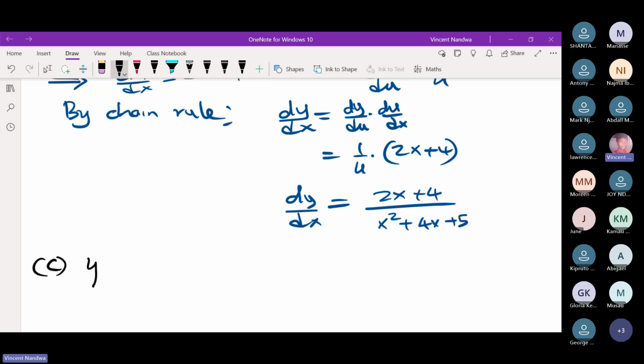Then the next one is y equals ln of x cubed plus 1. Please try to work out the dy dx for this function. You're following the same process. Compute dy dx for this using the same process.